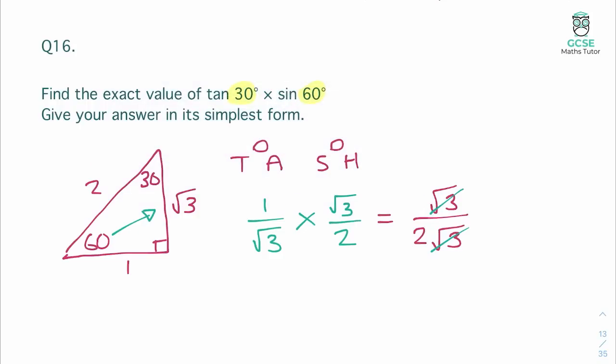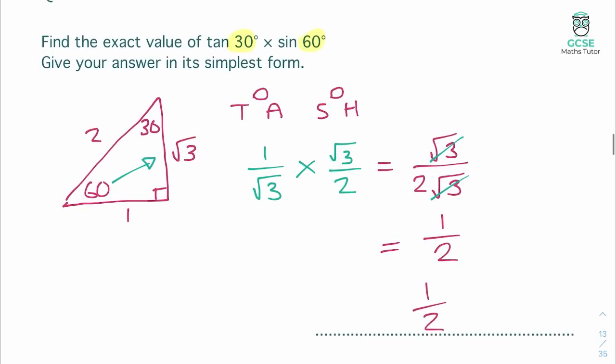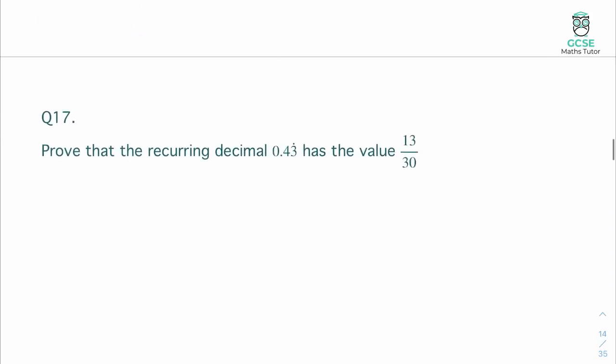But as long as you're happy with that, when you divide the top and bottom by root 3, you get 1 on the top and 2 on the bottom. So our final answer is 1/2 for that question. There we go. And there's looking at exact trigonometric values.